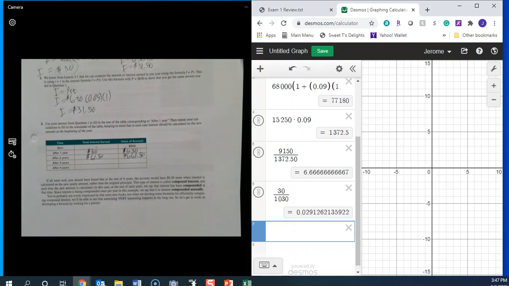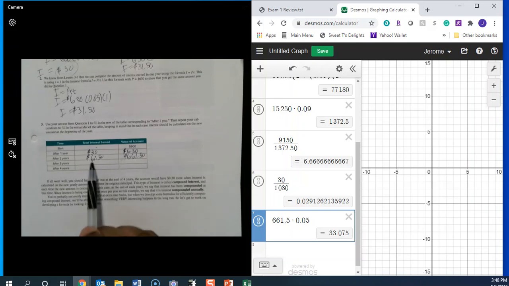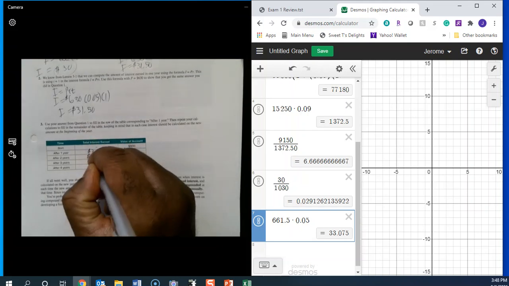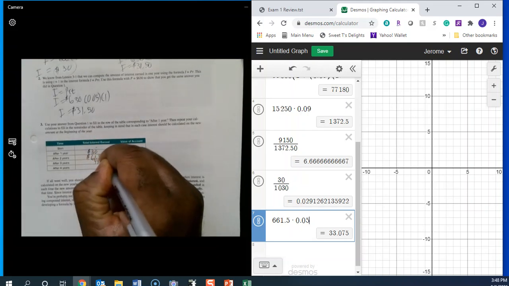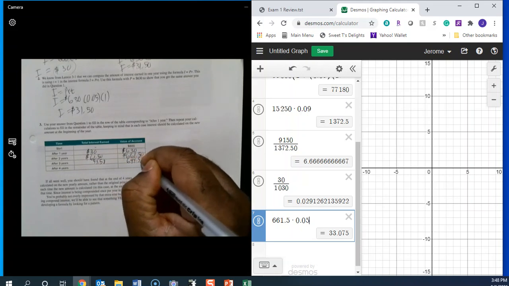Now after 3 years, we need to take the new balance. So we'll take that $661.50 and then we will multiply it by that 5%. And then we know times 1 year, we don't have to write the times 1 year. So then that will give us $33. And since we go 2 places behind the decimal place, it'll be $33.08. So we'll add that here, be $94.58. So this would be $694.58.